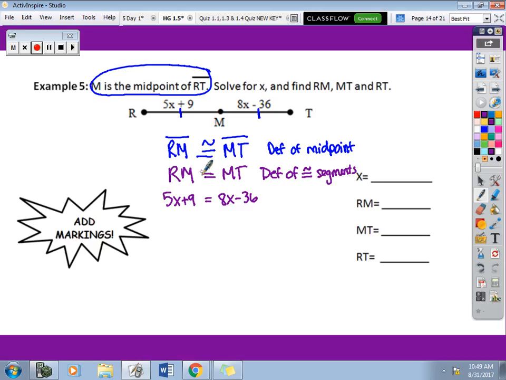Okay? And then this, of course, would be our substitution property that allows me to substitute in those algebraic expressions. So go ahead, solve for x. Also, plug it back in to find your other lengths and fill in those really quickly.